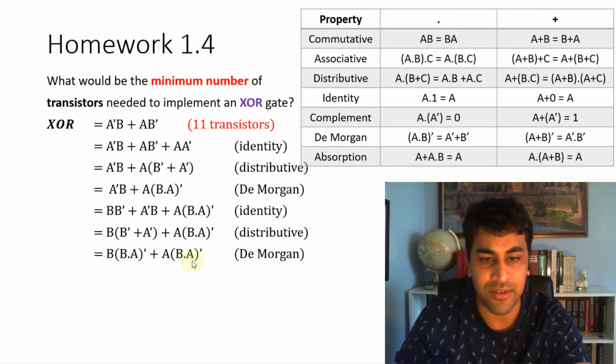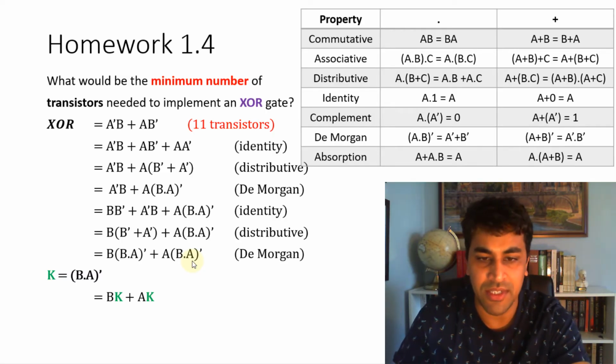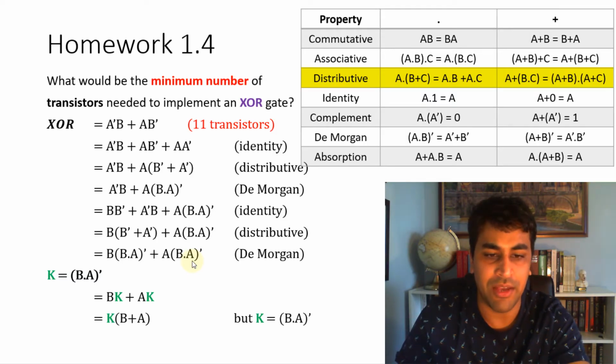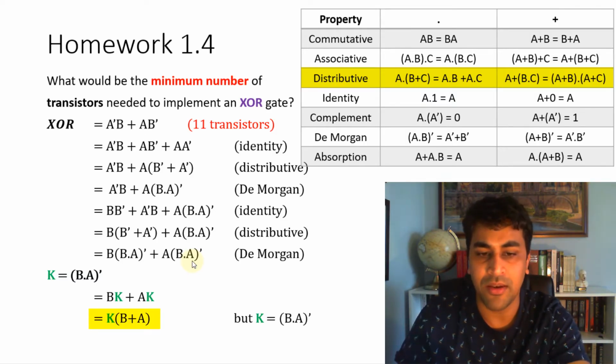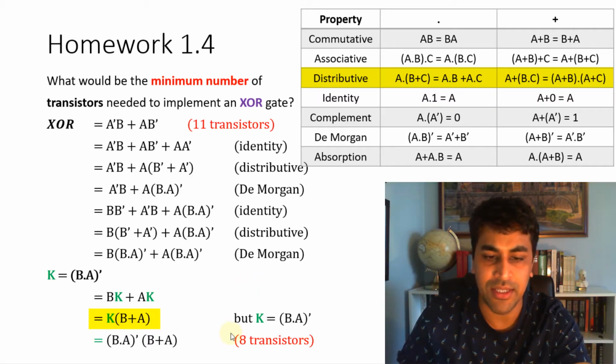So let K be equal to B and A'. Then we have the expression BK plus AK. We can use distributivity. So let's pull out K as a common factor, and we'll be left with K into B or A. But K is equal to B and A'. So we can substitute that term back in.